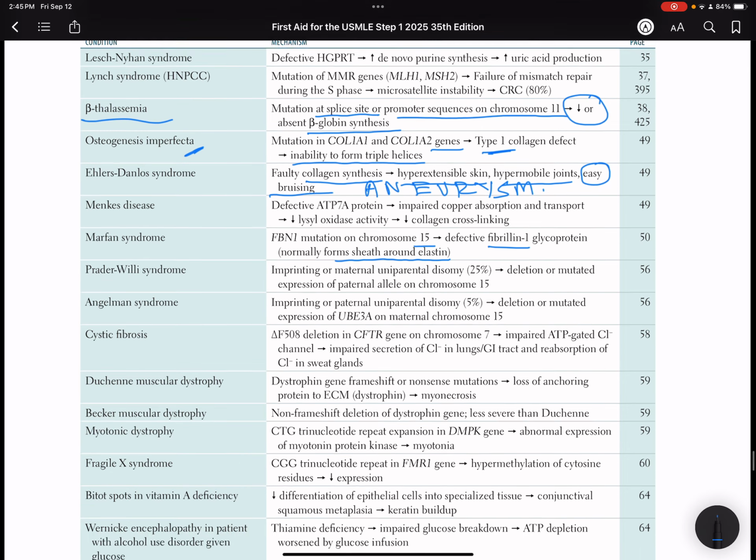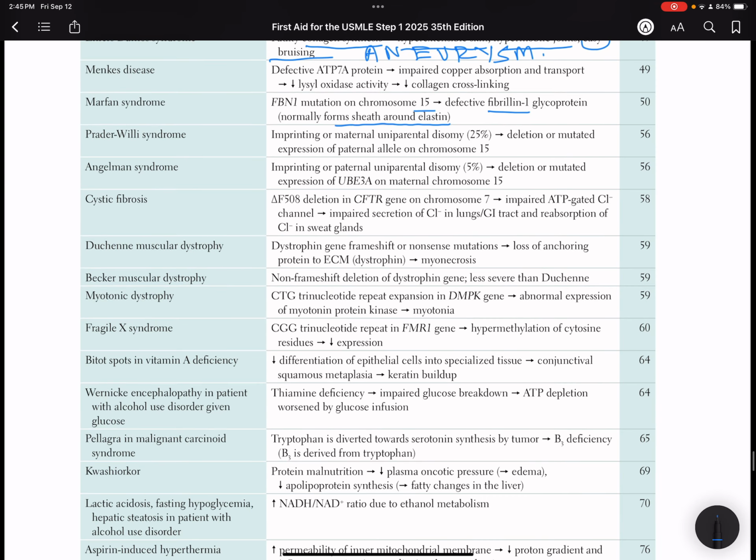What is Prader-Willi syndrome? Prader-Willi means imprinting or maternal uniparental disomy in 25% of people, deletion or mutated expression of the paternal allele on chromosome 15. What is Angelman syndrome? Angelman means imprinting or paternal uniparental disomy in 5%, deletion or mutated expression of UBE3A on maternal chromosome 15.